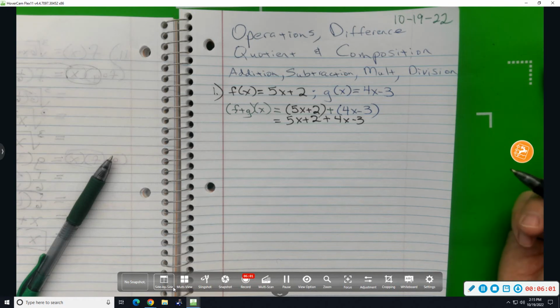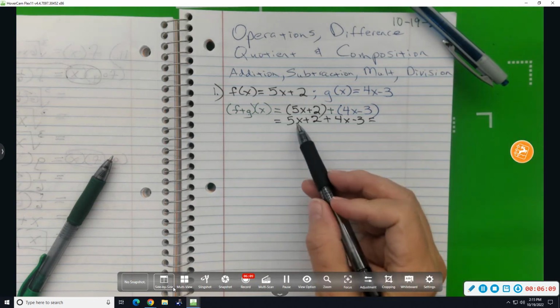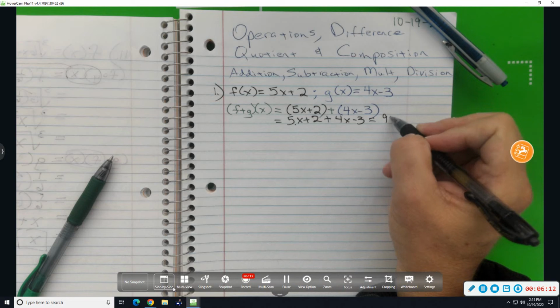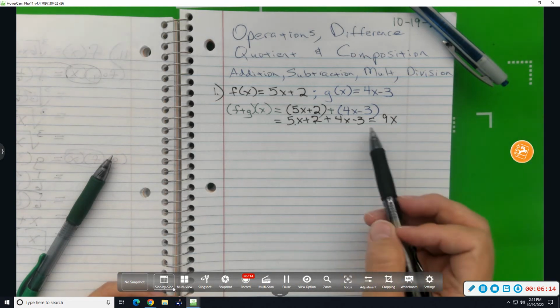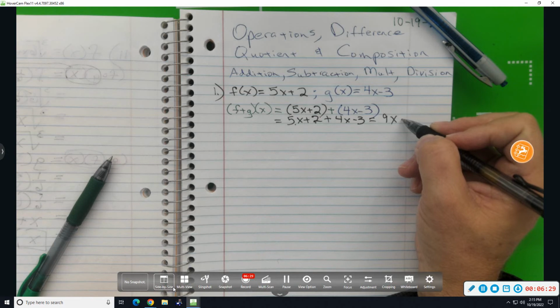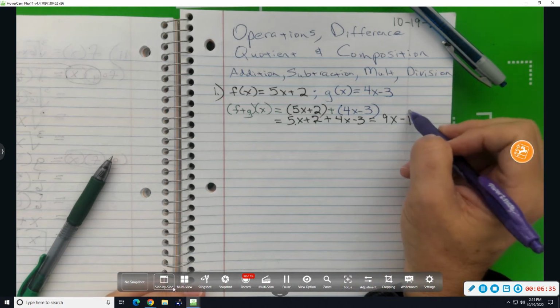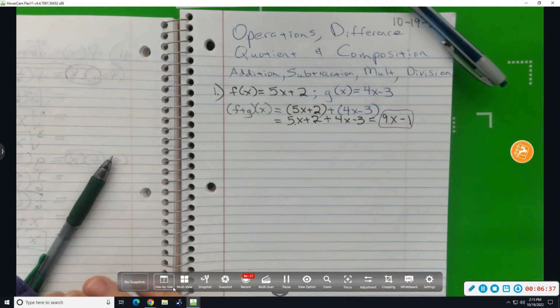As I said, addition of functions is plain old algebraic addition. So 5x plus 4x, that's 9x. Then we have a 2 minus 3. What's my constant term going to be? 2 minus 3 is minus 1, isn't it? 2 minus 3 is a negative 1. So our first answer is 9x minus 1.